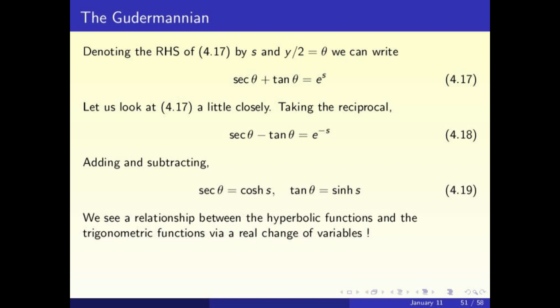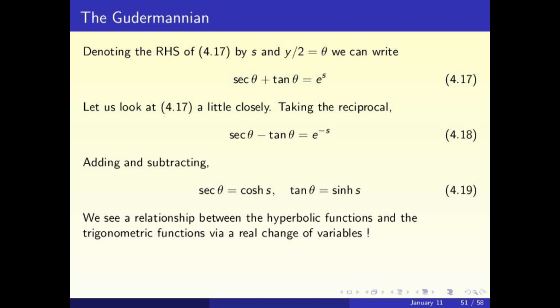Adding and subtracting, we get secant theta equal to 1/2 of e to the power s plus e to the power minus s. This will be denoted by cosh s, the hyperbolic cosine of s. And then what is tan theta? Tan theta is 1/2 of e to the power s minus e to the power minus s. That is hyperbolic sine. So, we got this equation 4.19. Secant theta is hyperbolic cosine and tan theta is hyperbolic sine.